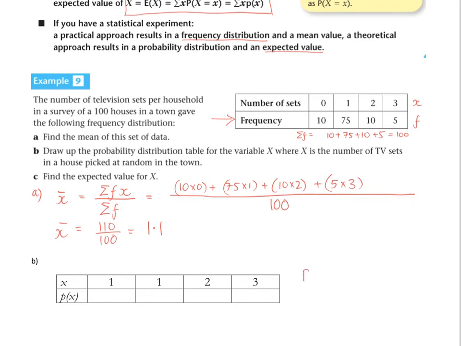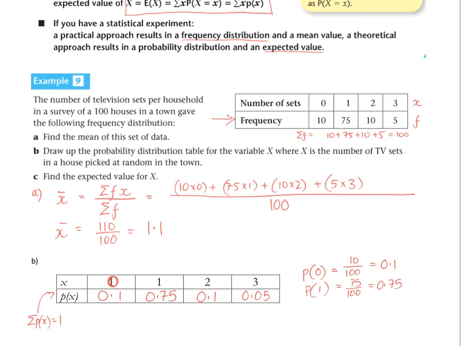So if we look at the probability of 0, from the table above we get 10 out of 100, which is equal to 0.1. So 0.1 goes there. Sorry, that should say 0. If we look at the probability of 1, that is 75 out of 100, which is 0.75. And if we do the others the same, it's 10 out of 100, so that's 0.1, and then 5 out of 100, which is 0.05. And your check there is that all of those should add up to 1. Yeah, and that's all we're looking at.